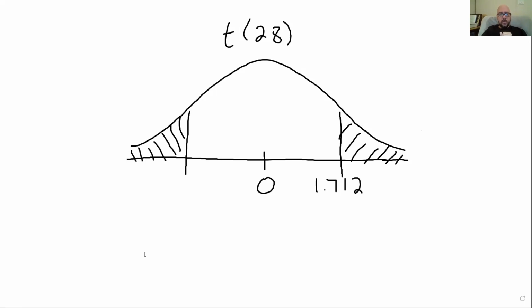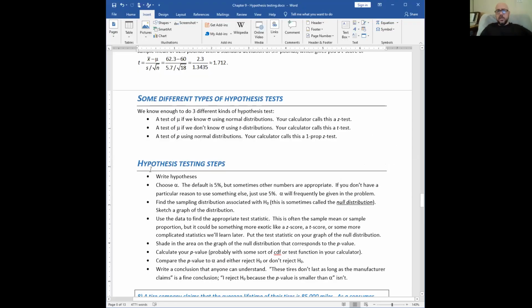So we do 3 different hypothesis tests: mu if we know sigma, mu if we don't know sigma, and then p using normal distributions. There's no sigma in qualitative data, right? You can't find the standard deviation of answers that are yes and no. What you can do is find the standard deviation of the sampling distribution, which we actually know what that is. It's the square root of pq over n. But that's not a sigma question.